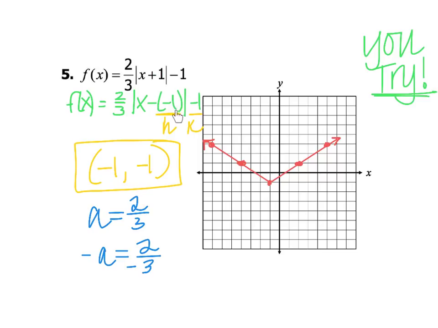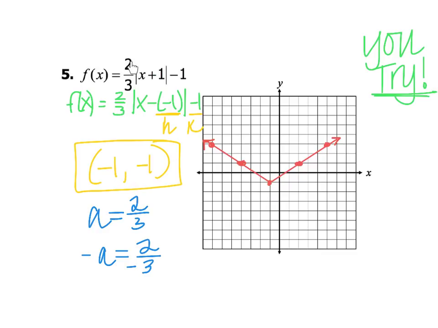So therefore, our h, or the x-coordinate of our vertex, is -1. And then because our k is -1, the y-coordinate of our vertex is -1 as well. So (-1, -1) is our vertex. We plot that on our graph.